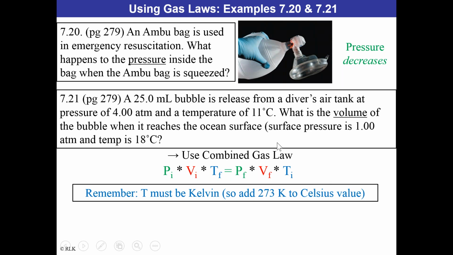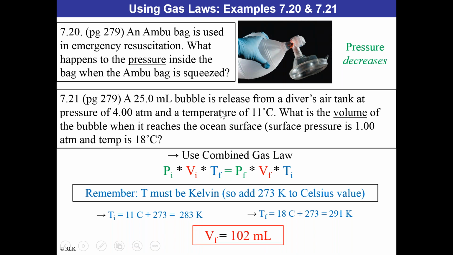So there are 2 additional sig figs that are typically added whenever these kinds of conversions are done. You can look at 11 degrees C plus the 273 gives you 283 Kelvin, and the final temperature at the ocean surface, not at depth, is going to be 291 Kelvin. So in doing these kinds of calculations, you can get to a final volume of 102 milliliters. You can see that the volume clearly increased almost a factor of 4 times.